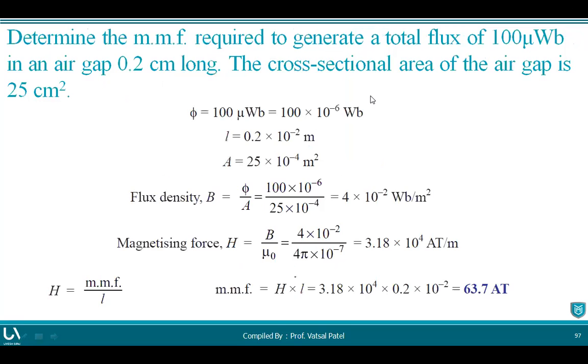Then we discussed this example to identify the MMF based on the total flux, which is given for the air gap of 0.2 centimeter long, and the cross sectional area of that air gap is also given to us, that is 25 centimeter square. Based on that we identify the MMF using the equation of magnetic flux density and magnetizing force, so that we get the MMF in the core as well as in the gap.